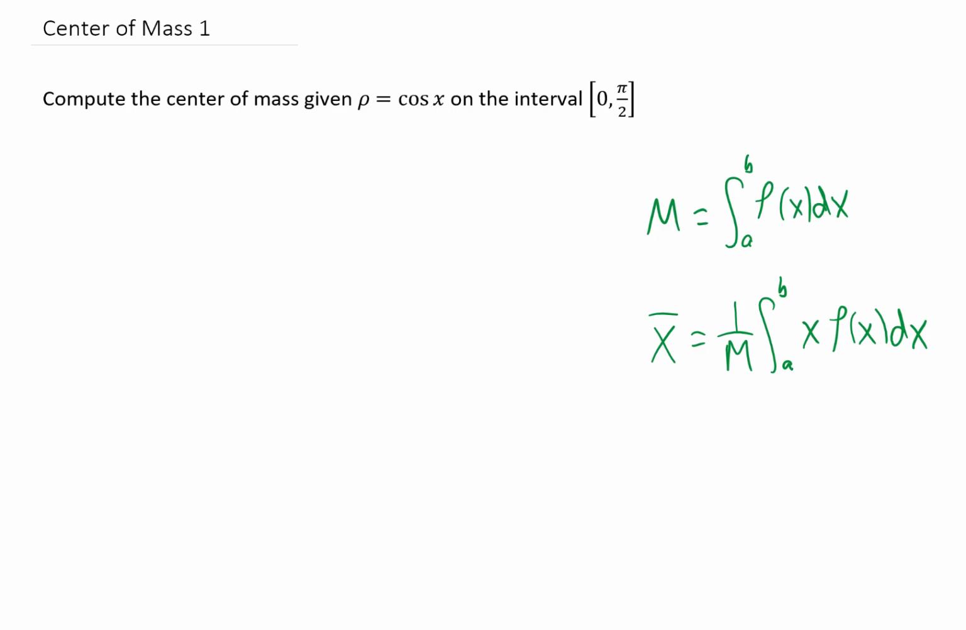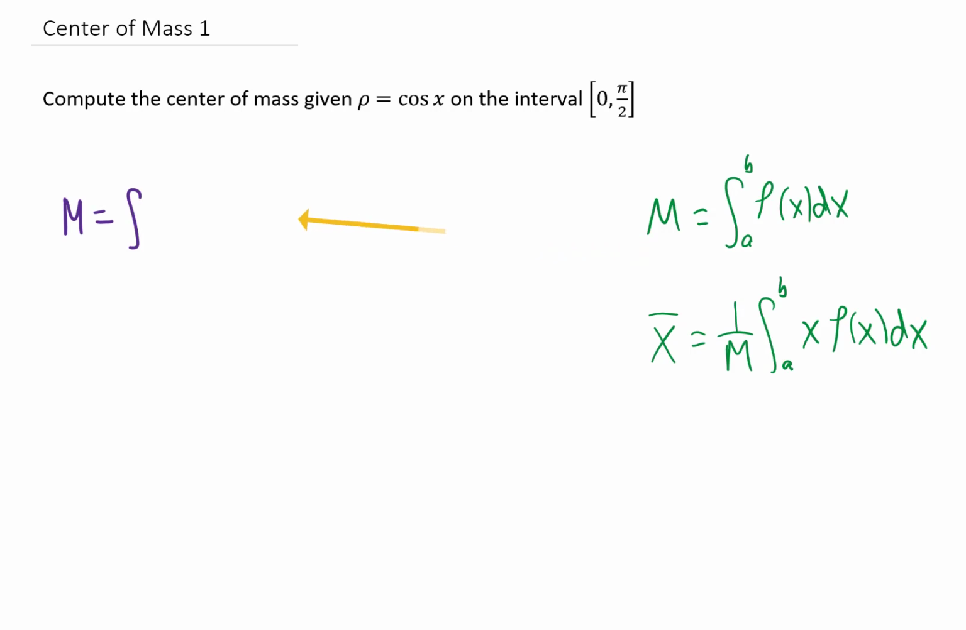For this problem, we are computing a center of mass, and we're given a density of cosine of x, and we're given an interval from 0 to pi over 2. I've written down the common formulas that we use to find the center of mass. You'll notice that finding a center of mass involves finding a mass first, so we'll do that first.